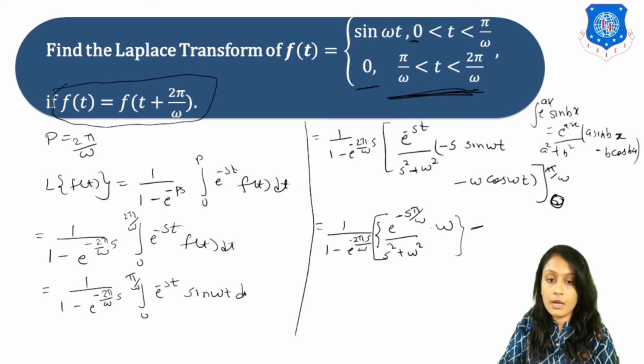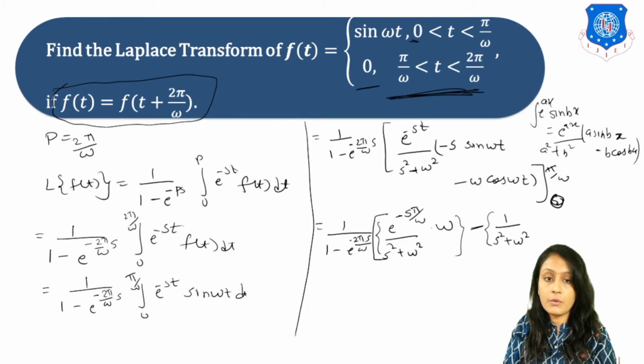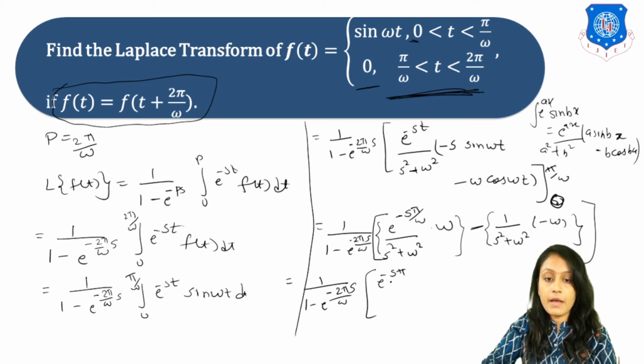So this is the answer for the upper limit, minus the lower limit, substituting 0: e^0 is 1 over s² + ω². Now sin 0 is 0 and cos 0 is 1, so here we have −ω. These are the limits. Now just substitute and simplify, so we get 1/(1 − e^(−2πs/ω)), and from here we get e^(−sπ/ω)/(s² + ω²) times ω, and this minus minus gives plus ω/(s² + ω²). Right, this is the simplification.